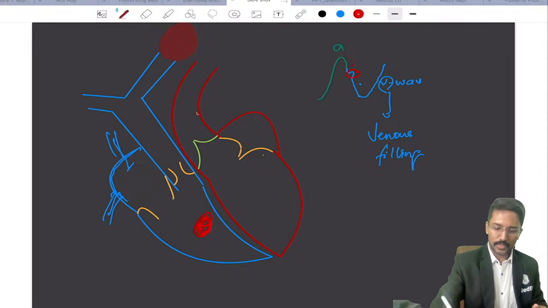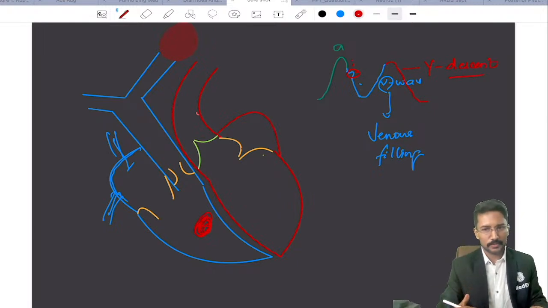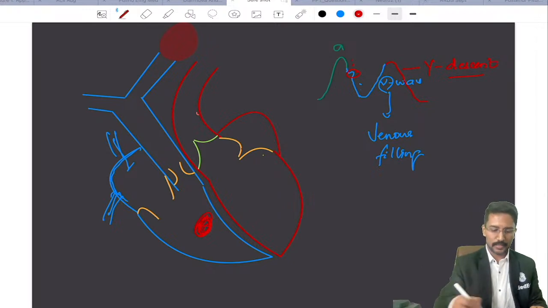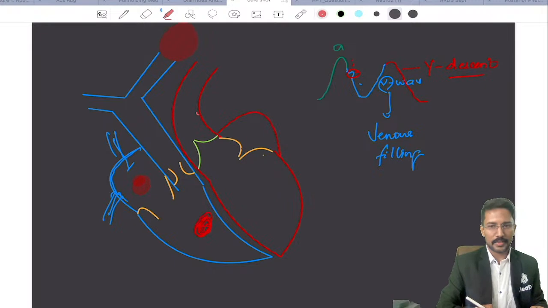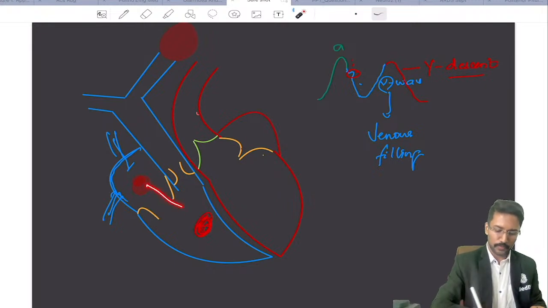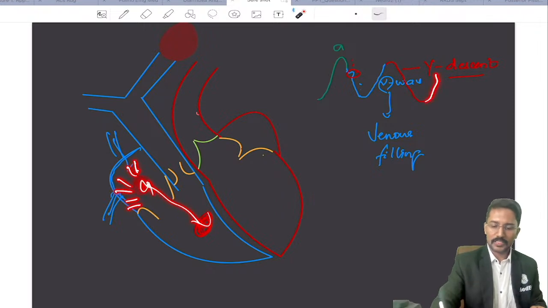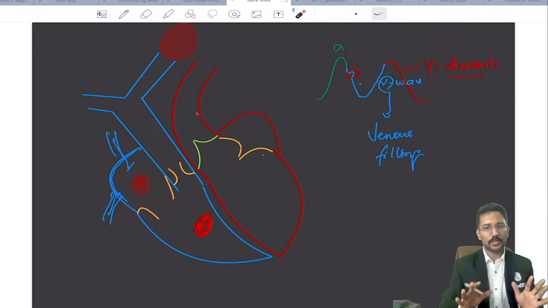So this leads to the next wave, which is negative, which you call as Y descent, because pressure in the right atrium is dropping down. That leads to Y descent. Okay. At the end of Y descent, there is little bit of blood left in the right atrium because the pressure between these two had equalized. Right atrium contracts again, giving rise to your next A wave. Okay, so this is your JVP.